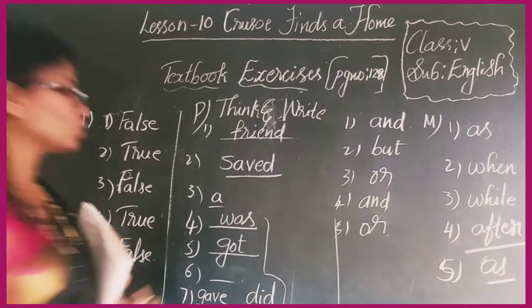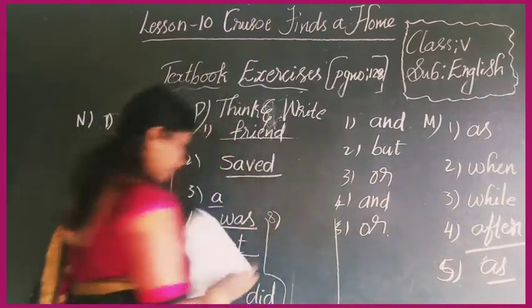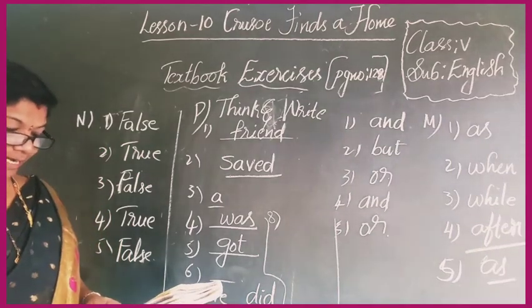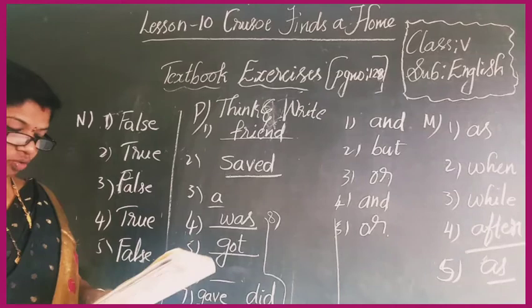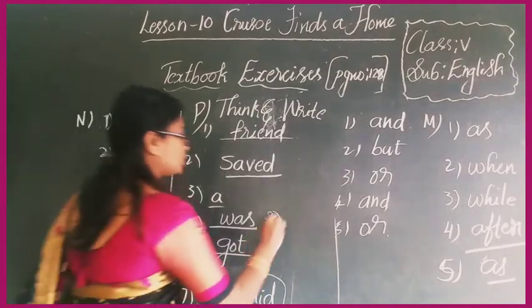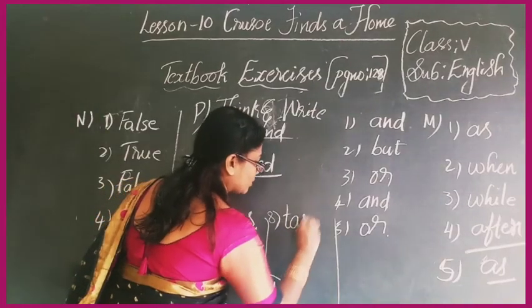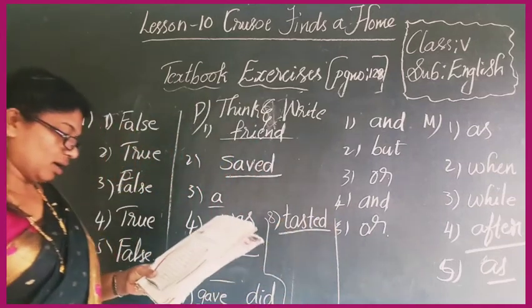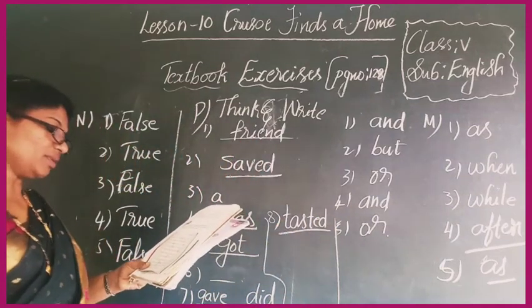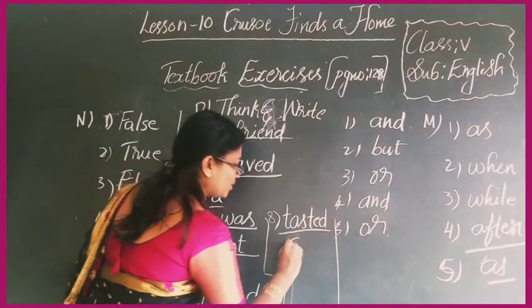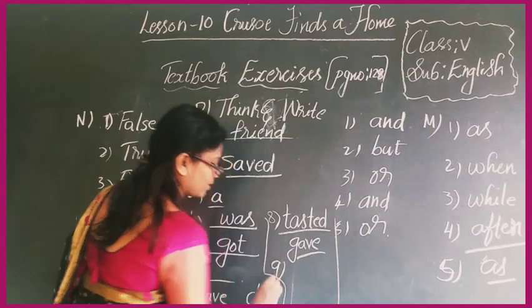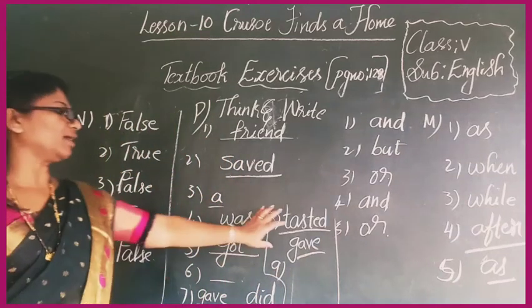Okay. Now let's go with the eighth one. Eighth line actually. It tasted good. It tasted good actually. Okay. It tasted good. And he gave me clothes to wear. He gave me clothes to wear. Ninth line. In the eighth line, two mistakes.